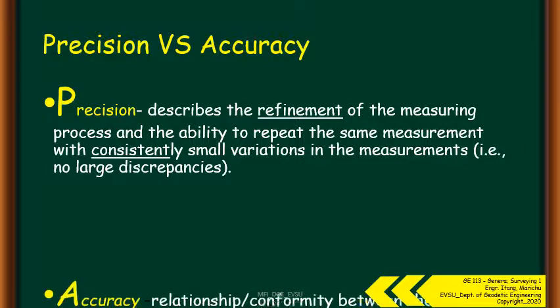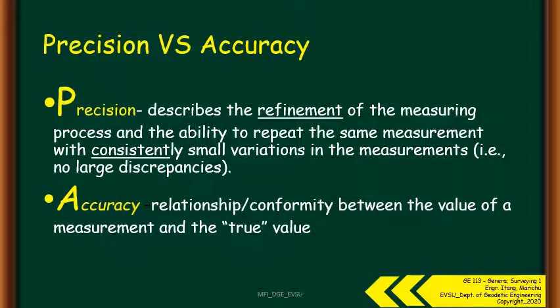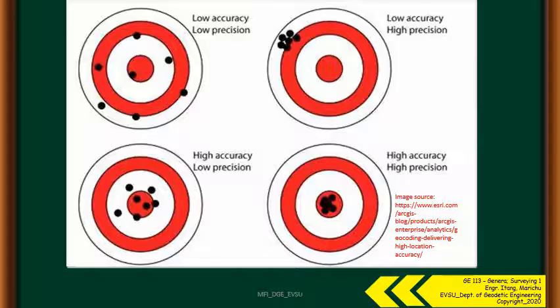When we say accuracy, it is when you hit the target. That's it. So, relationship conformity between the value of the measurement and the true value. So, when you hit the target, anong target na value ng measurement? That is accuracy. So, I have here an illustration to differentiate precision from the accuracy.